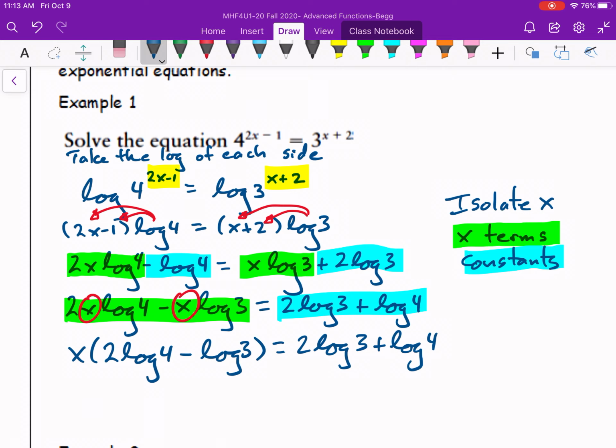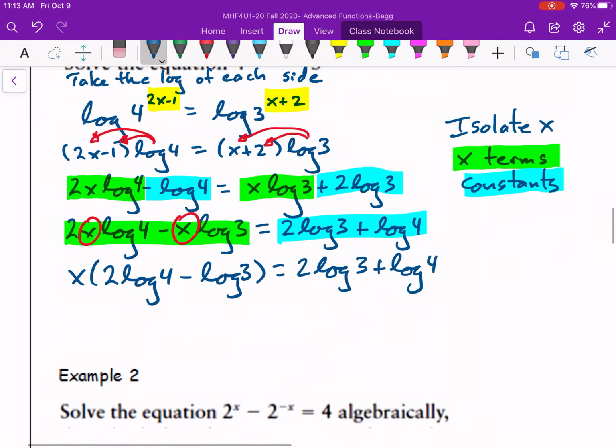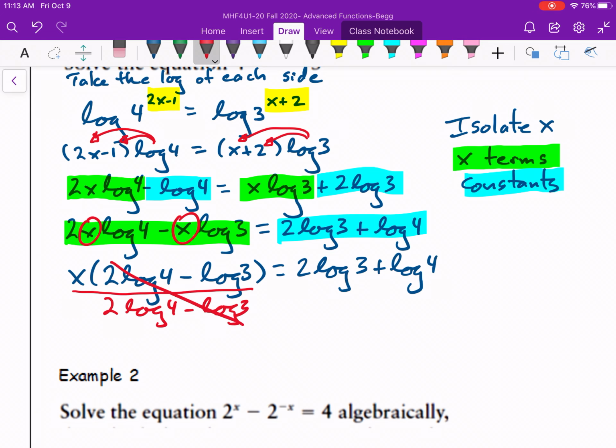Finally, if I want to get x by itself, what we've got over here on the left is x times this bracket, which is really just a constant. Again, 2 log 4 minus log 3 is just a constant. It's just that we haven't typed it into our calculator. But it's just multiply. So if I want to get it by itself, I can divide each side by 2 log 4 minus log 3. That's going to make it go away on the left side. And I'm going to have a division on the right side that I can type in my calculator.